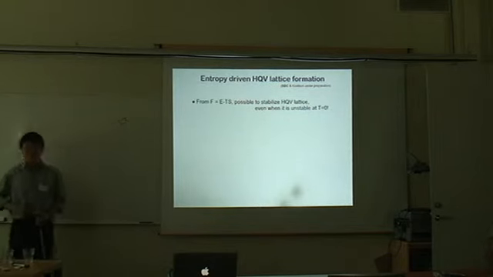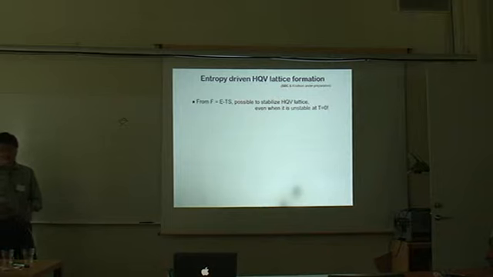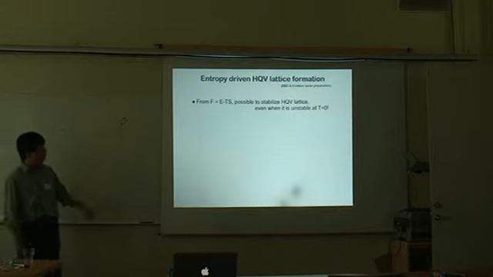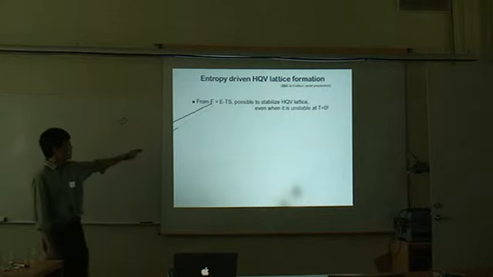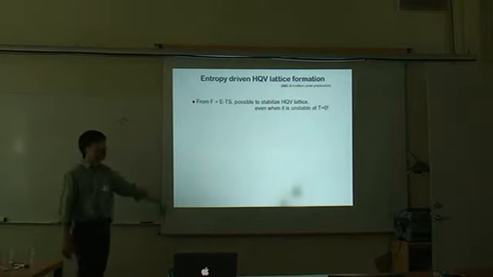So at finite temperature, if you can get into some phase that has higher entropy, that phase would be favored. It may be stabilized even if that phase has higher energy at zero temperature.